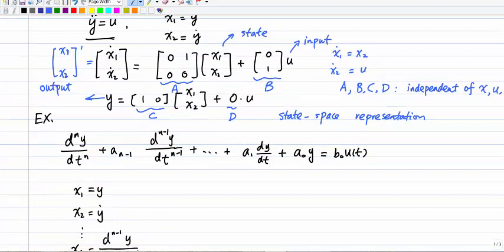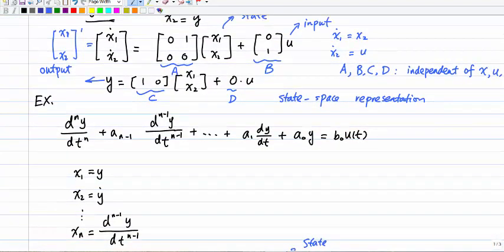Similarly, we can also write it in a general form like a differential equation. For example, d^n y over dt^n, the nth derivative of y with respect to t, plus a_(n-1) times d^(n-1) y over dt^(n-1), the (n-1)th order derivative of y with respect to t, plus so on and so forth, plus a0 times y equal to b0 times u(t). This is a pretty general form that we usually see if the system is a linear one.